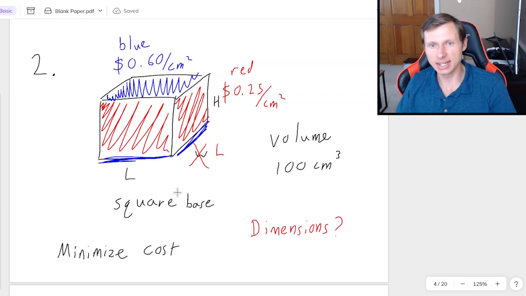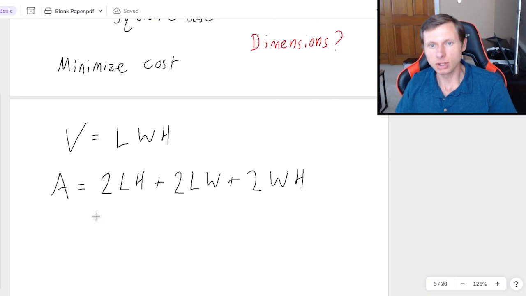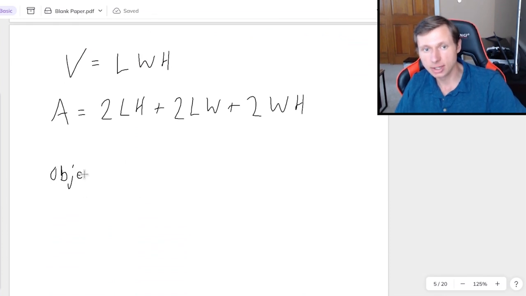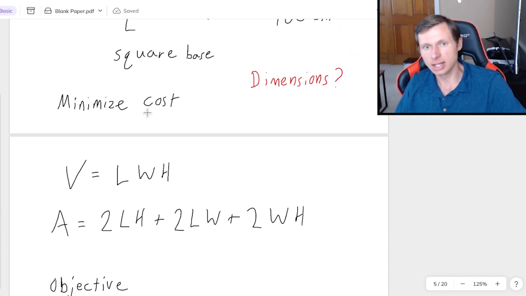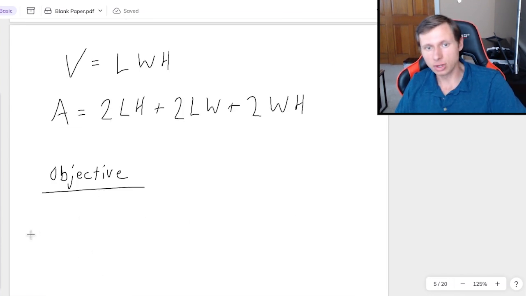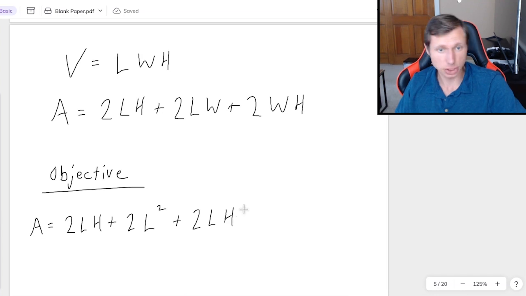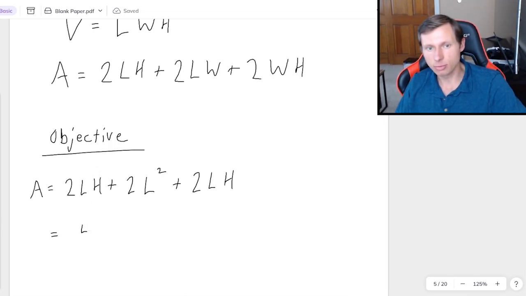Okay, so this one's definitely going to be tougher. First of all, hopefully you said that the objective is cost, and cost is related to the surface area, like I said earlier in the video, which first, I guess I could say area is 2LH plus, remember, W is really L, like I said before, W equals L, so that's 2L squared, because L times L is L squared, plus 2WH is also going to be LH. And I can simplify this to make it 4LH plus 2L squared.